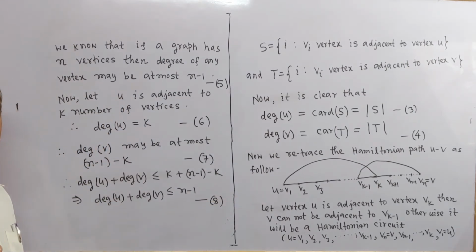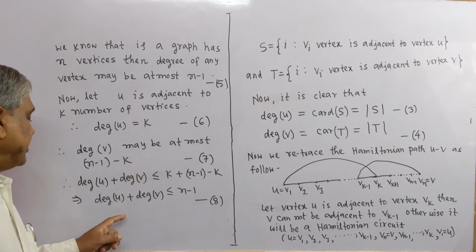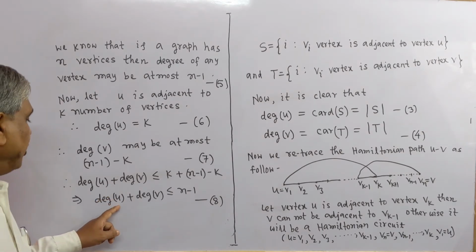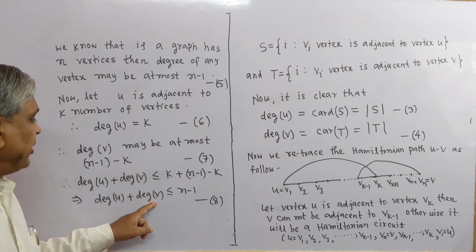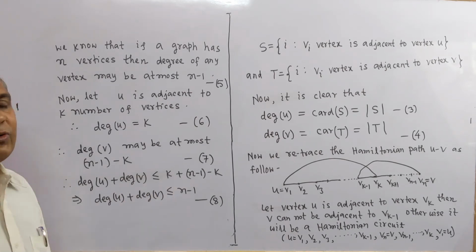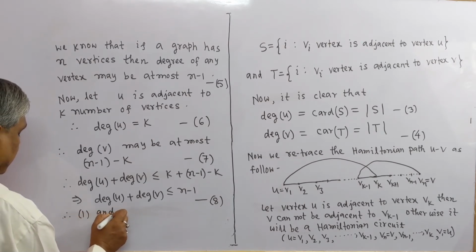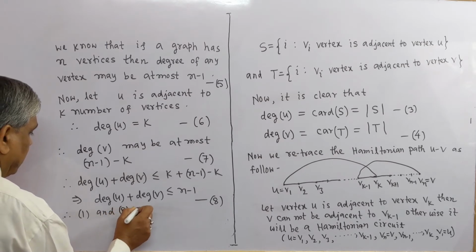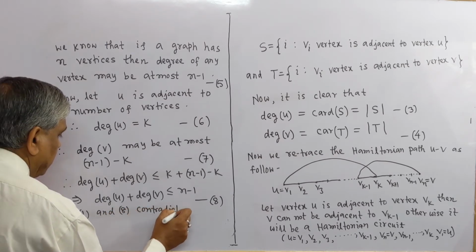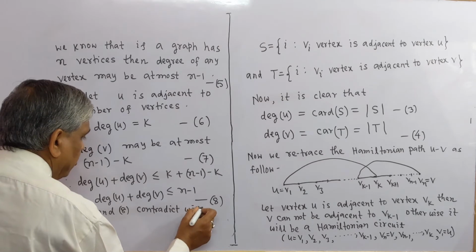In 1, we have assumed that degree of U plus degree of V is greater than or equal to n. Therefore, 1 and 8 contradict each other.